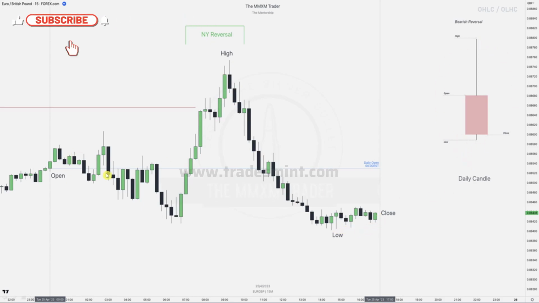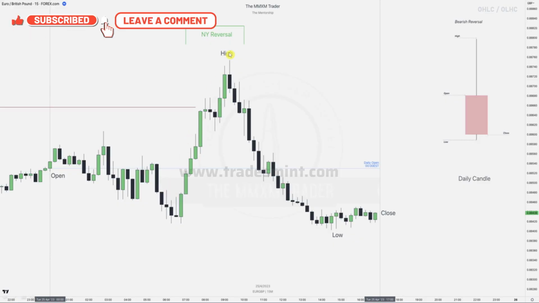So think about it, right? Accumulation, manipulation up higher into those buy stops, and then distribution lower. So that's the power of three of a daily candle.